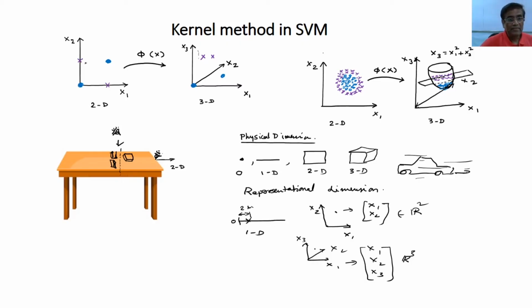Say I have an XOR-like situation. My samples are like this. Clearly they are not separable by a linear decision boundary. They cannot be linearly separable, and support vector machine as such will fail to separate, because inherently it is a linear machine.